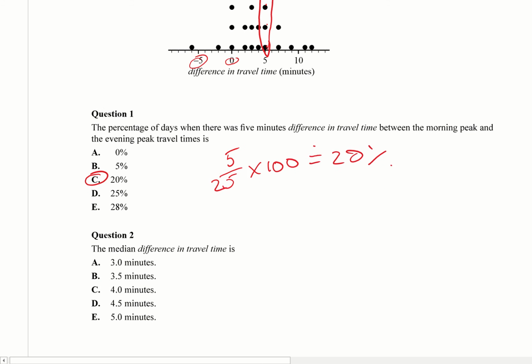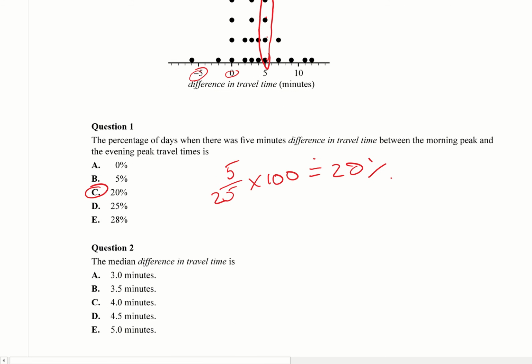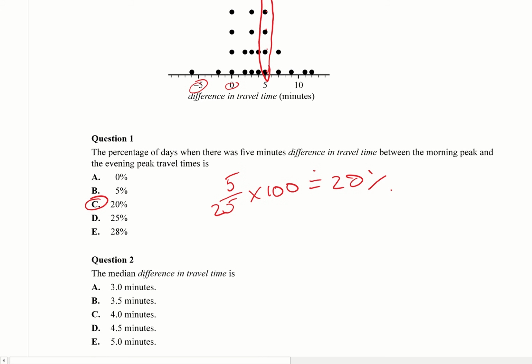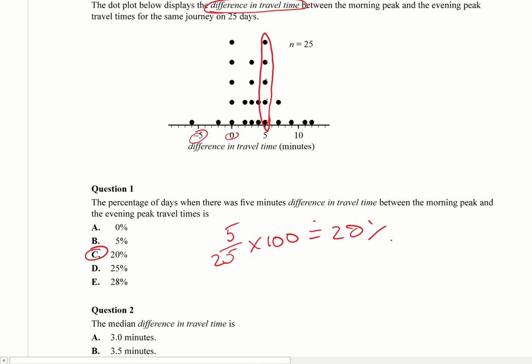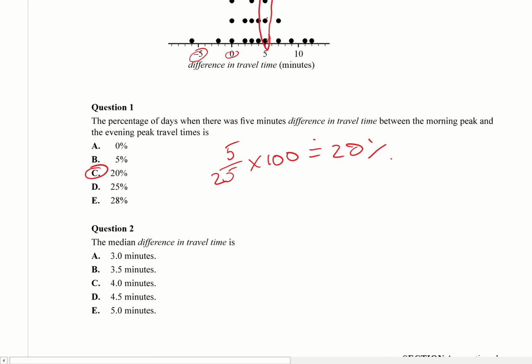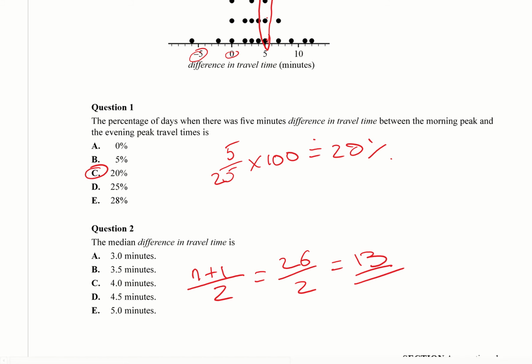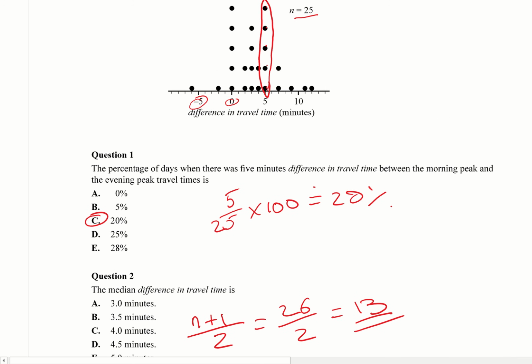Question 2, the median difference in travel time is what? Okay, so when we're looking at this, median, remember, is the middle number, and what we need to find is the position of that middle number. So we've got 25 bits of data, and an easy way we can do it is n plus 1 over 2. That equals, so 25 plus 1 will give you 26. 26 divided by 2, I might have said multiple. That will give you position 13. You can also do that if you know how to look from either side, but that's an easy way that gives you that number. So what we need is position 13.